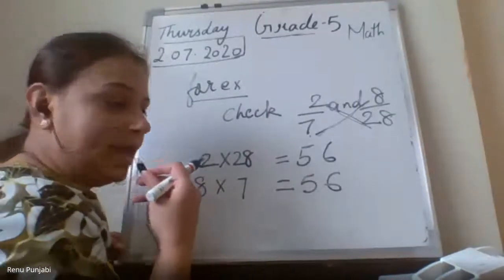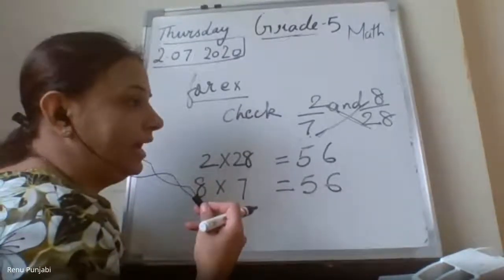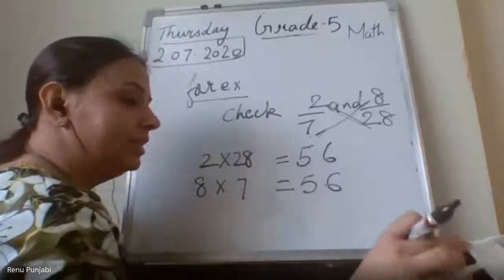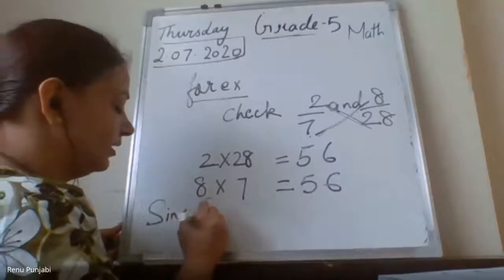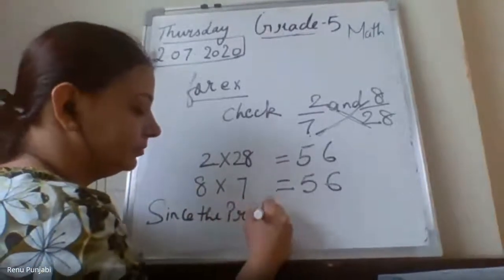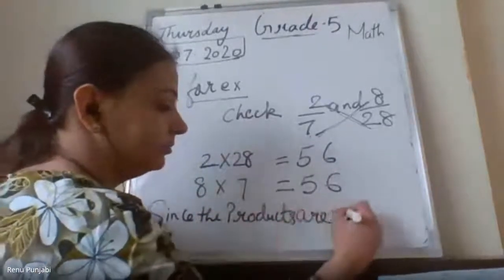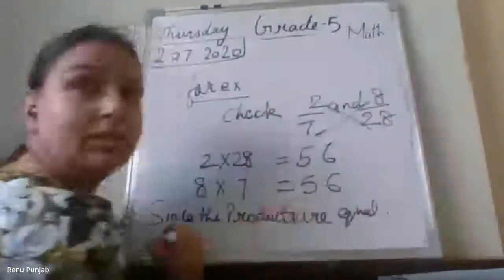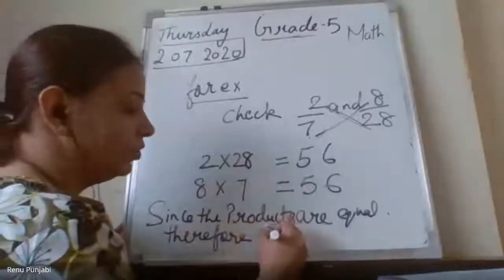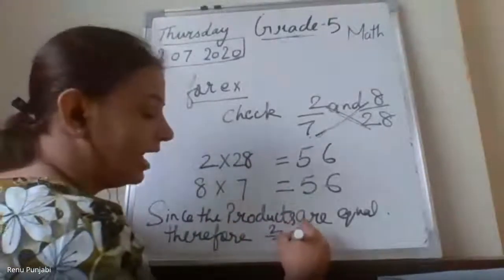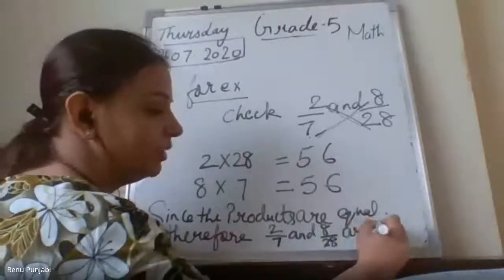So we can say that fraction 2 upon 7 is equivalent to fraction 8 upon 28. So we can write, since the products are equal, therefore we can say that fraction 2 upon 7 and fraction 8 upon 28 are equivalent.